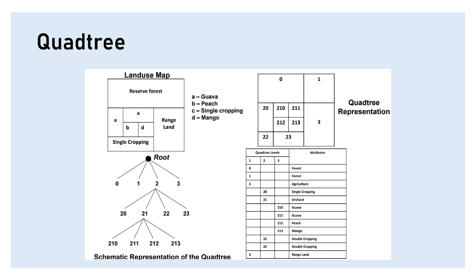Okay, so as I said, in the quadrant method or quadtree method, we are just making the quadrants and then subdividing it into as many small quadrants as possible and then we are representing it.